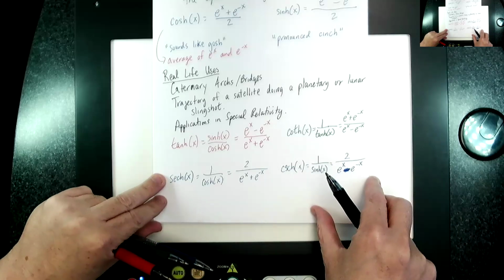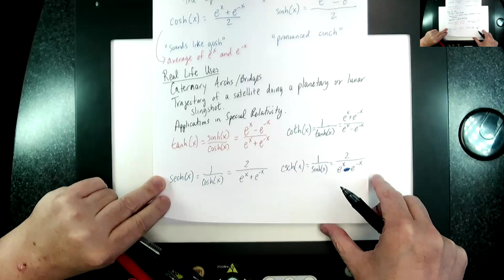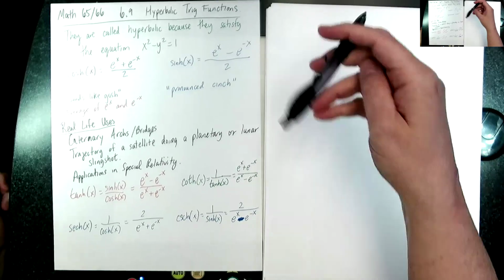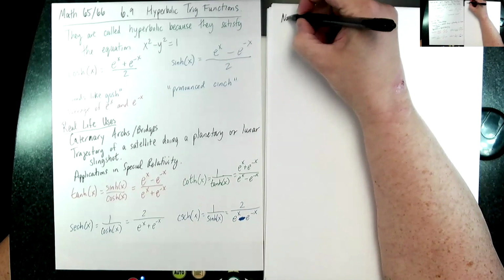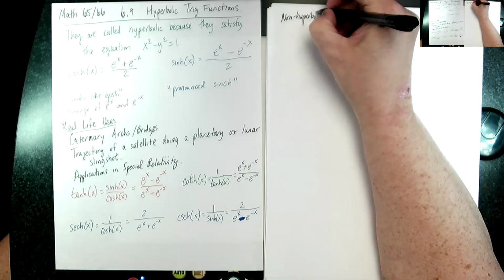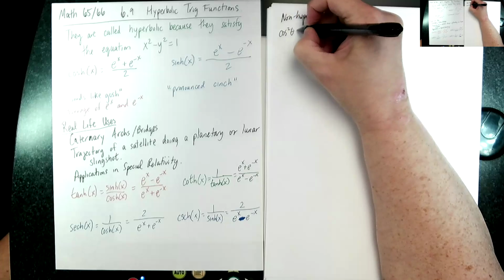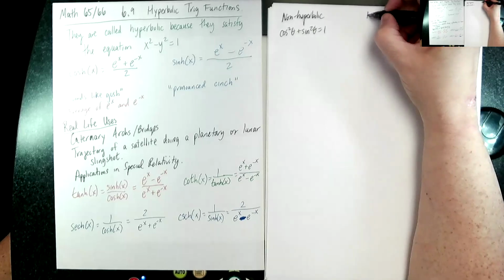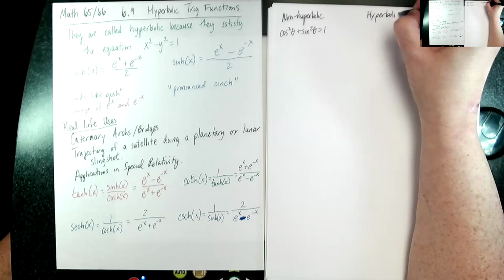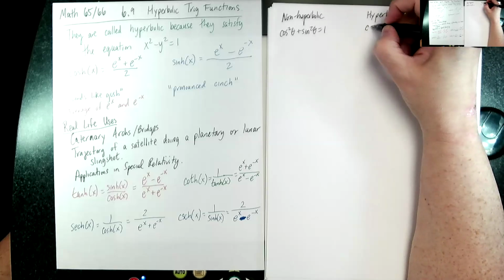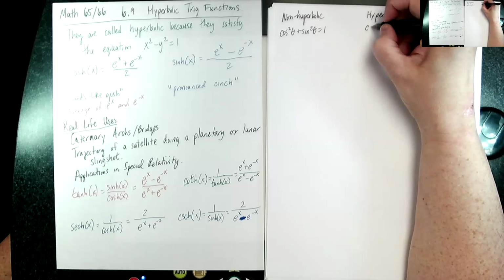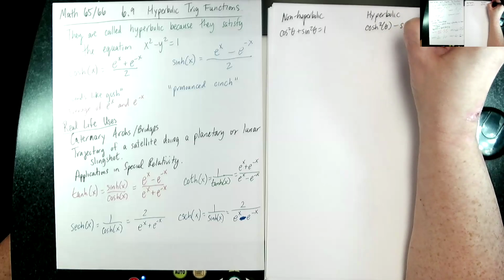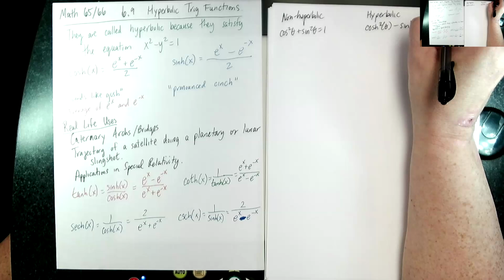Remember your beloved cosine squared x plus sine squared x equals 1. So non-hyperbolic. Hyperbolic. So close. It is cosh squared minus sinh squared. Yeah.